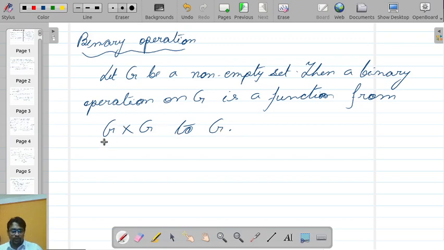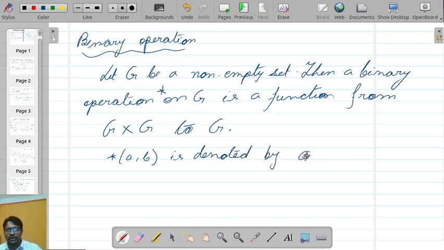Let us denote a binary operation as star. A binary operation star on G is a function from G cross G to G. Star operated on a comma b is denoted by a star b, instead of writing it as star a comma b. So this is called a binary operation.